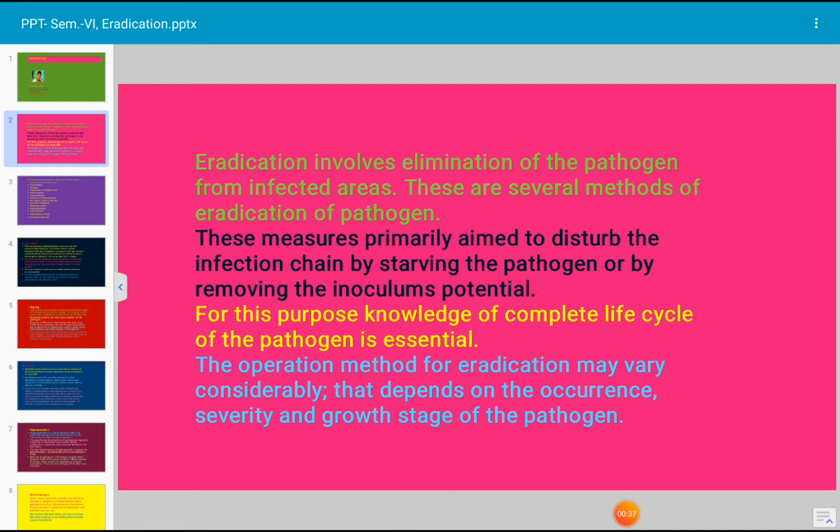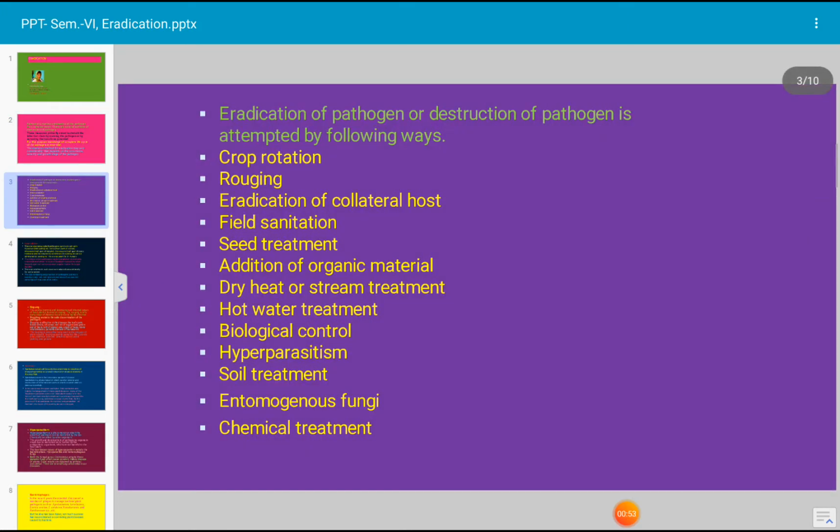For this purpose, knowledge of the complete life cycle of the pathogen is essential. The operation method for eradication may vary considerably. That depends on the occurrence, severity of disease, and growth stages of the pathogen. Eradication of pathogen or destruction of pathogen is attempted by the following methods. There are different methods used for the eradication purpose for destruction of the pathogen.